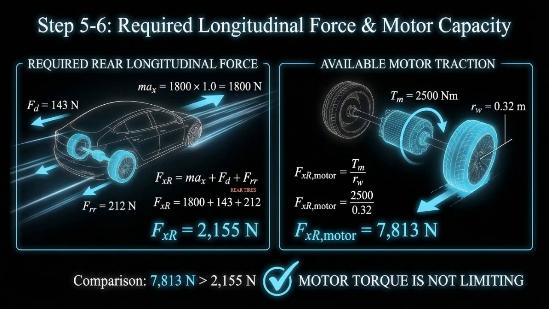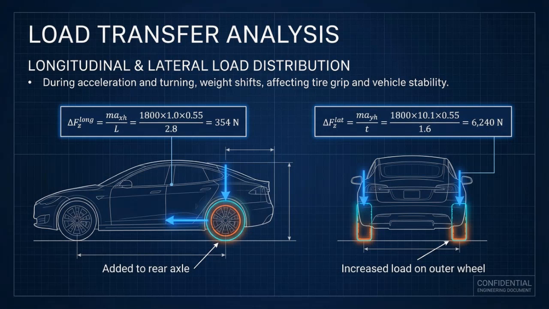Next, we check whether the motor can supply this force. Available traction from the motor is motor torque divided by wheel radius. This evaluates to 7,813 newtons. Since available motor force is much larger than the required force, the motor is not the limiting factor. The true constraint comes from tire grip and friction, not motor capability.